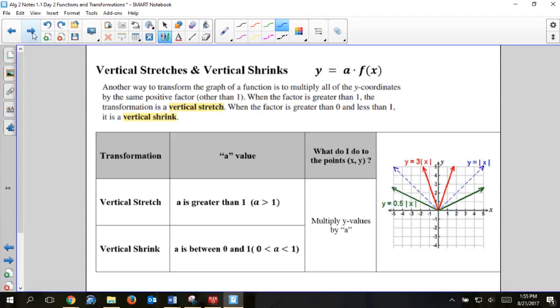To tell in the equation if you have a vertical stretch or vertical shrink, you're going to look and there's going to be a number that is multiplied in front. This number multiplied in front. Here's the important part. If that number is bigger than 1, it is a stretch.